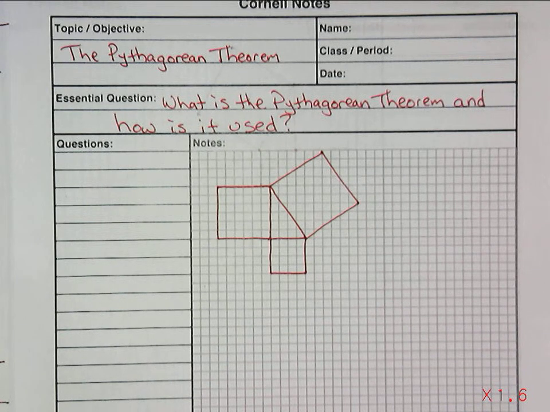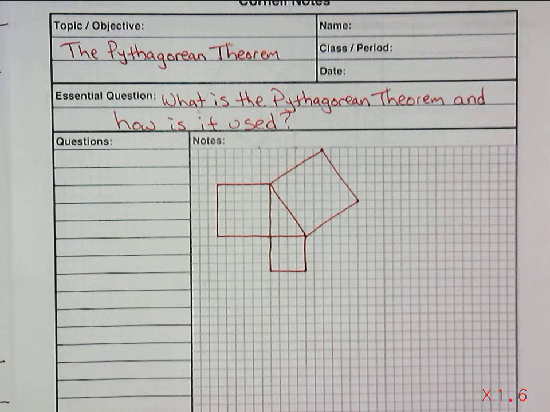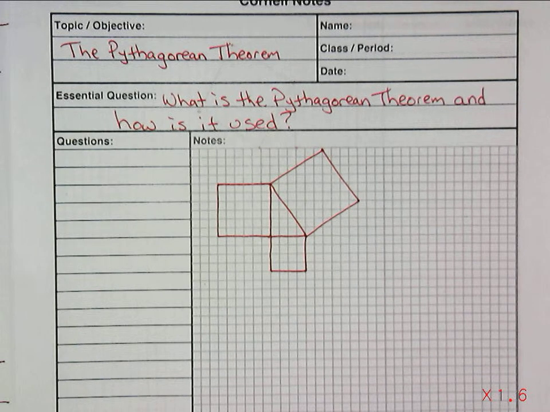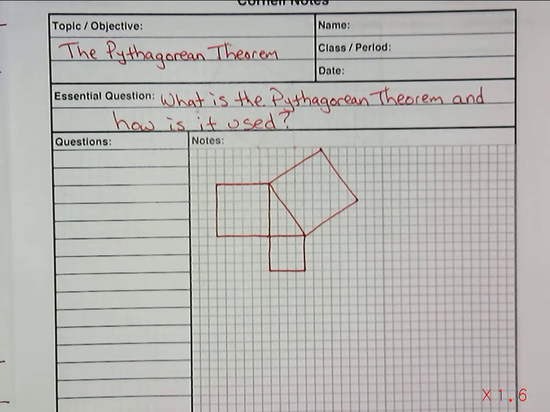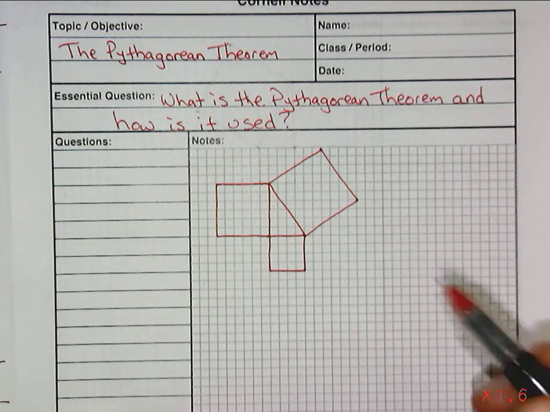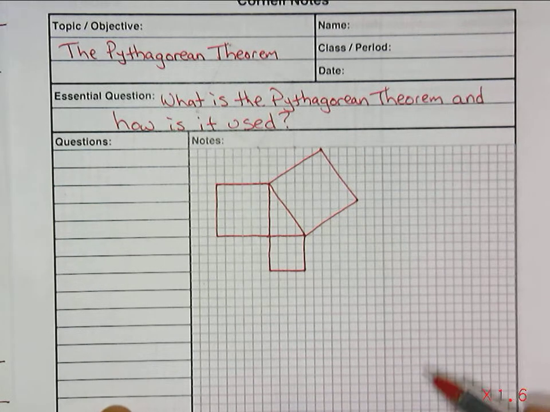Today we're going to talk about the Pythagorean Theorem and how it's used. And so in today's note-taking session, when we're done, we want to make sure we understand what the Pythagorean Theorem is and how we can use it to find distances between any 2 points on grid paper or dot paper, or really any 2 points anywhere, which is the purpose of the Pythagorean Theorem.